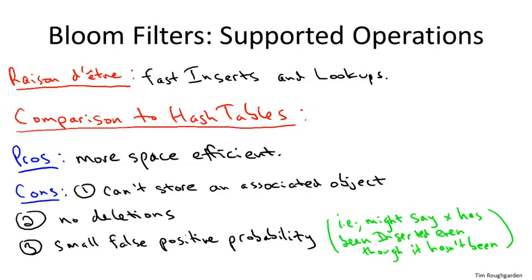So given that I'm now showing you two data structures with essentially the same functionality, hash tables and Bloom filters, at least if we ignore the deletion issue, you might well wonder which one is more appropriate, which one is more useful.